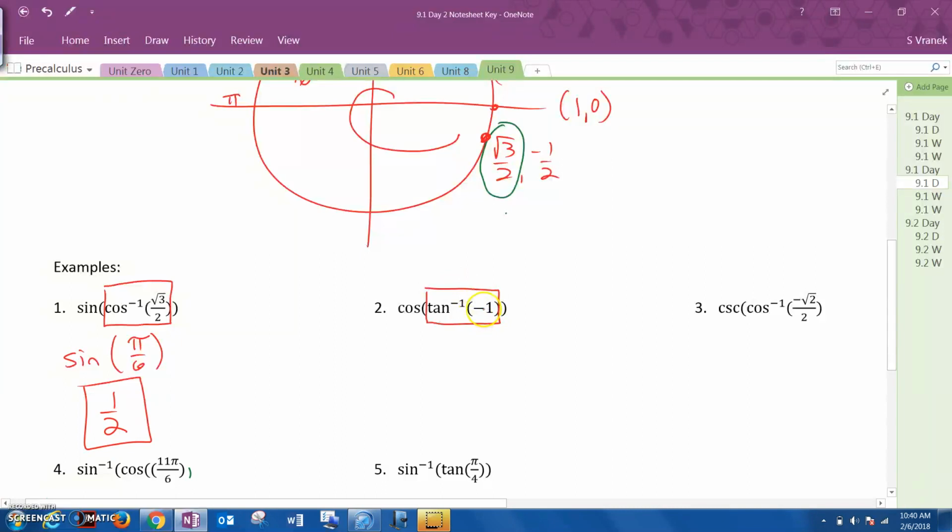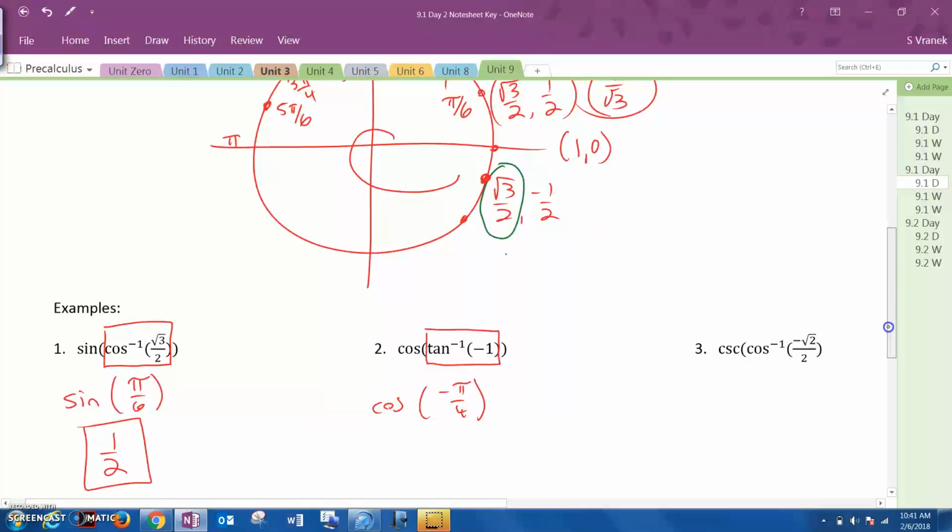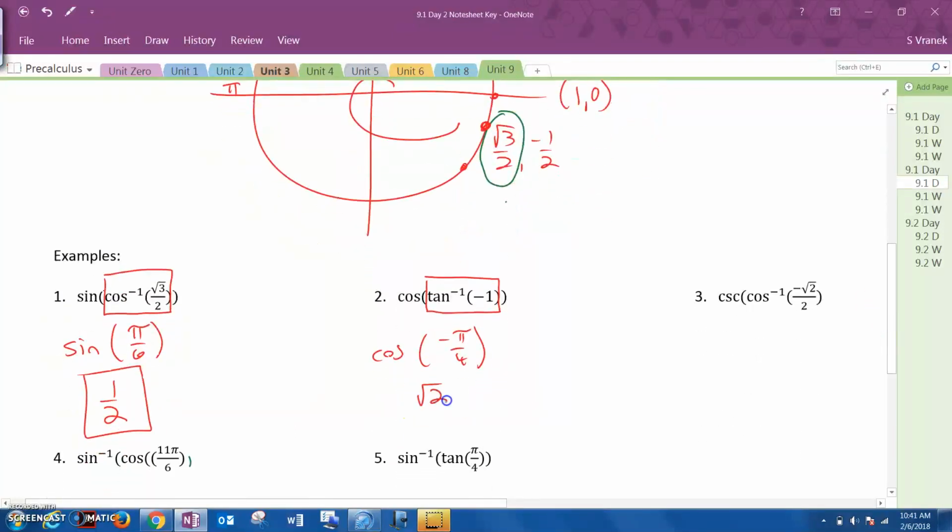So again, tangent inverse of 1 has a pi over 4 reference, but we're in quadrant 4. So since we're in quadrant 4, it's negative pi over 4. Now I want to know what the x value is if we're down at negative pi over 4. Well, the x value is still positive here. Remember, all students take calculus. So that means it's the same thing as the x value at pi over 4, which is just root 2 over 2.